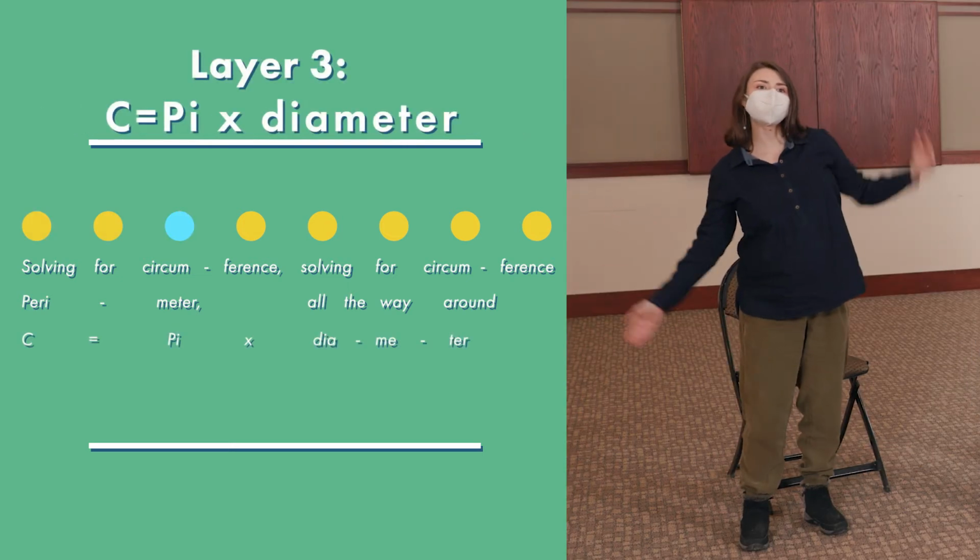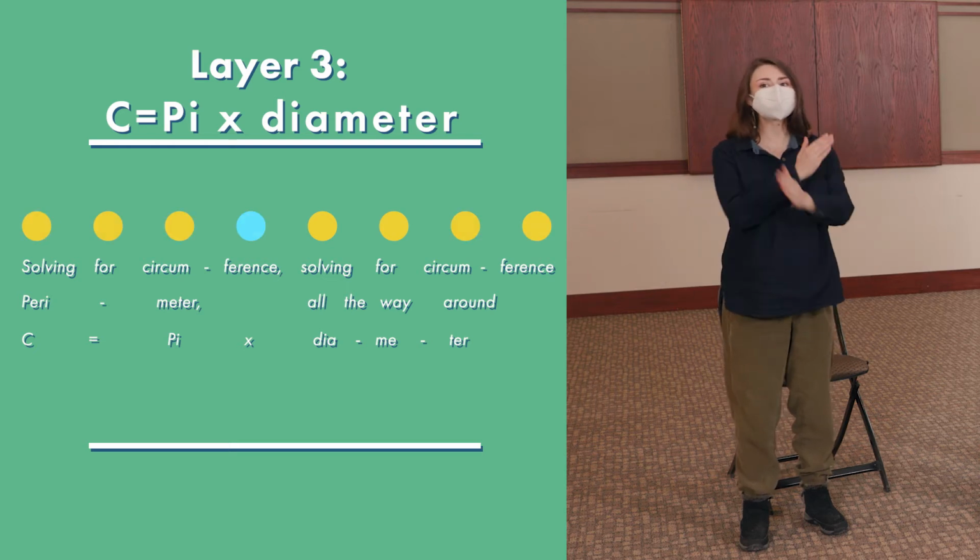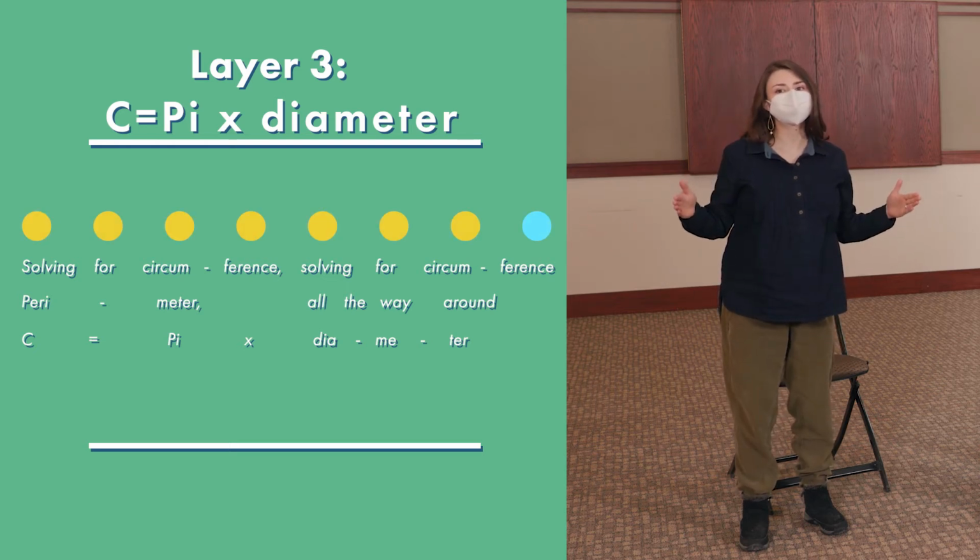C equals pi times diameter. C equals pi times diameter.